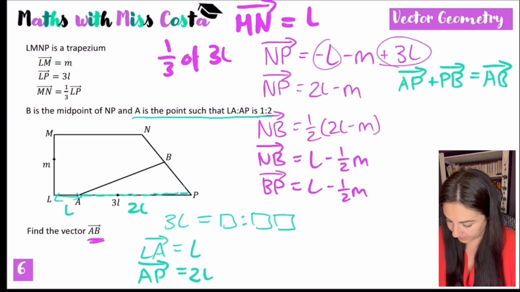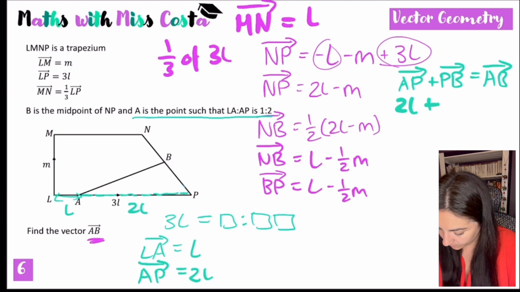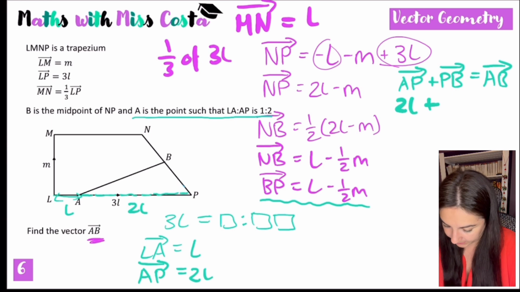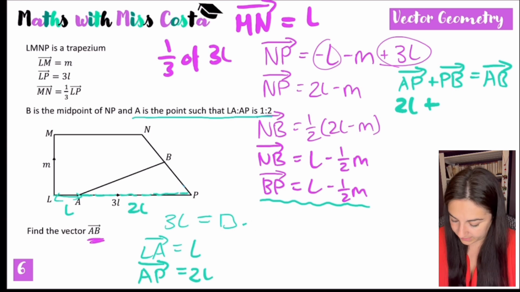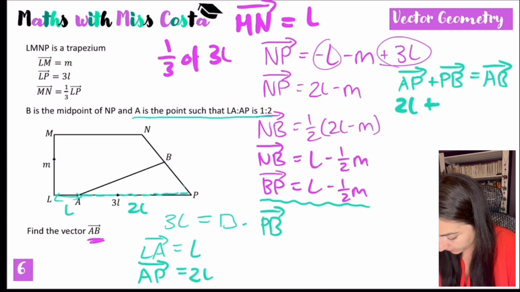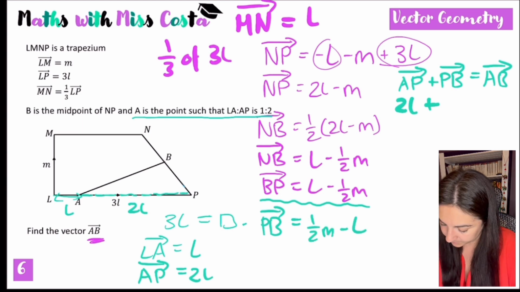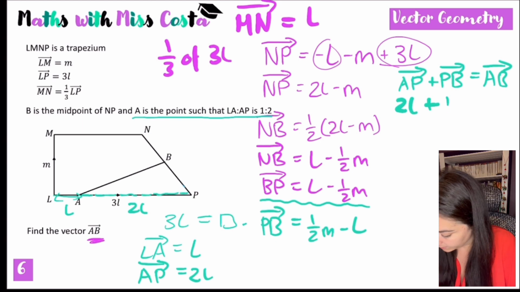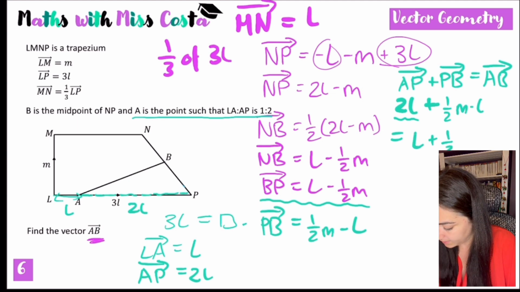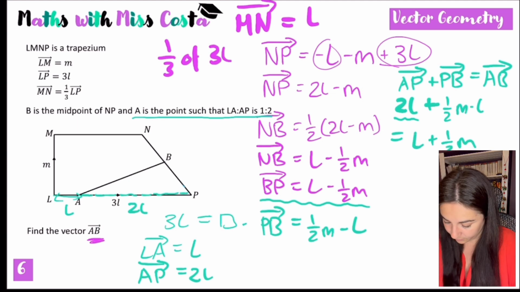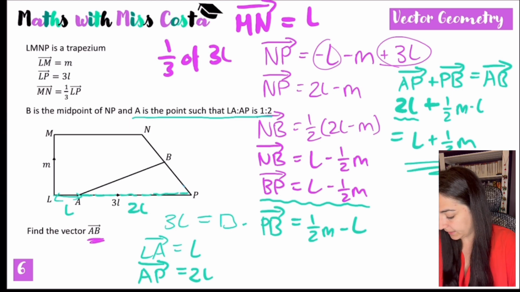I've already said that A to P is 2L. And P to B, well, I know that B to P is L take 2M. So P to B would be the reverse direction. So that would be a half M take L. So I've got a half M take L, which equals, so 2L take L is L plus a half M. So therefore vector AB is L plus a half M.